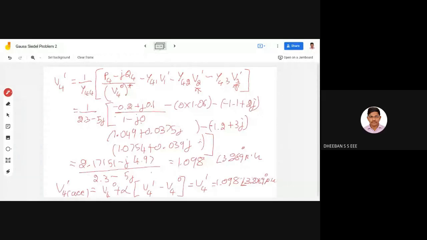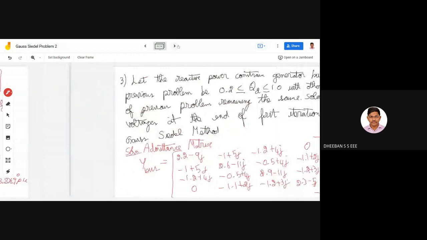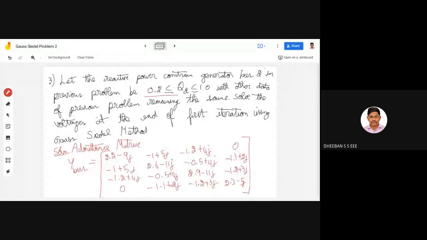Okay, so this is the problem, and next we will be moving to the next model. That is the model that we had already discussed, what happens if your Q2 limit is violated. In this problem, your Q2 limit is not in violation, but the next problem is the same problem, where the Q2 limit is changed from 0.2 to 1.0.